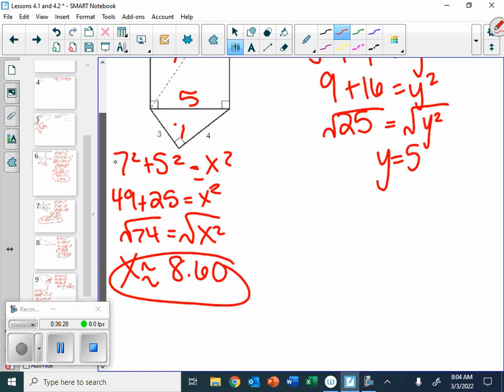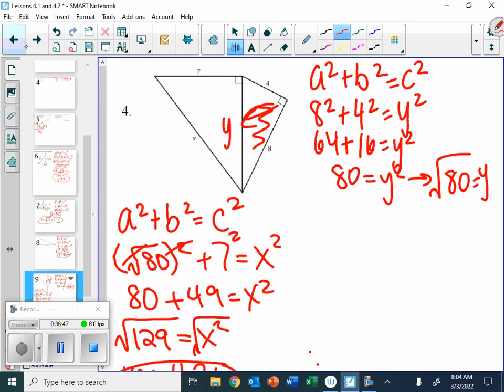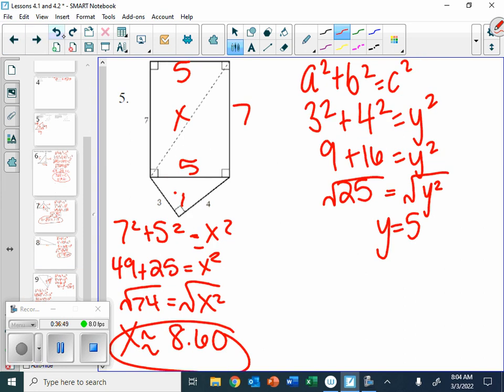Because that came out to be perfect. Yeah, that came out to be just 5. If it were square root of 5, then you could do that. But that came out to just be plain old 5. So because of that, we don't have to worry about that. If it came out with the square root, then you can do what we did last problem. Okay, good question. Any other questions?